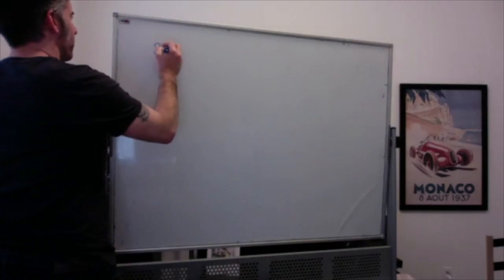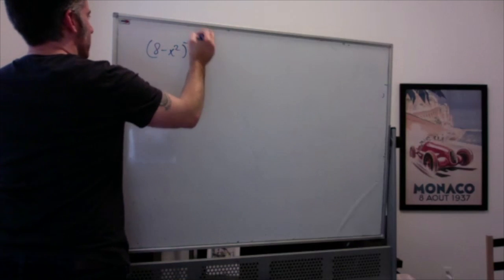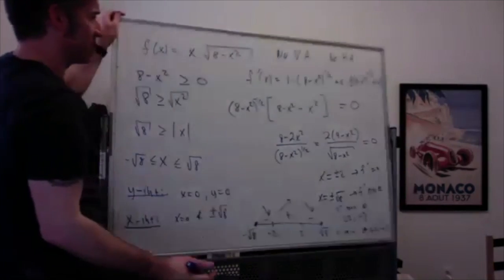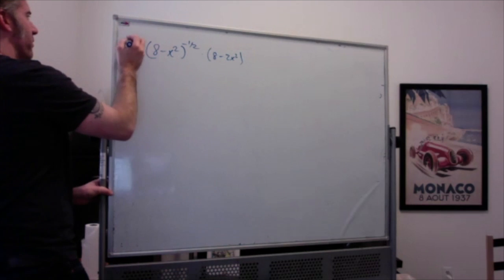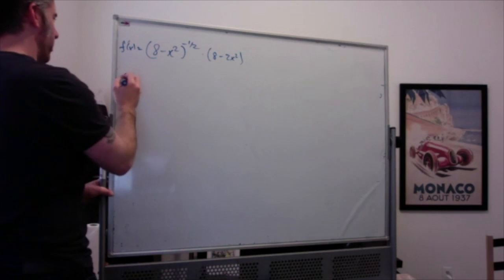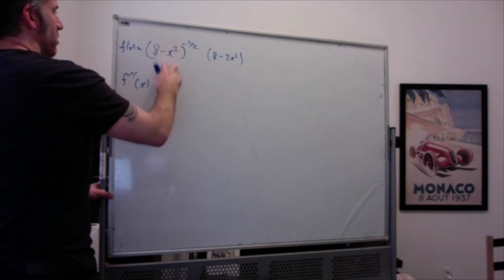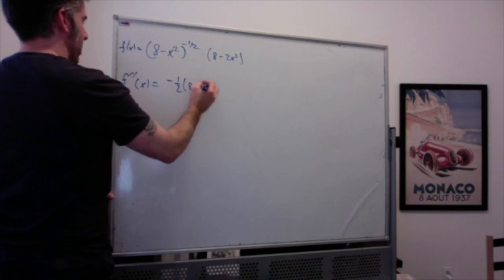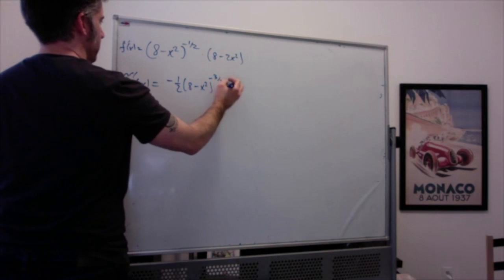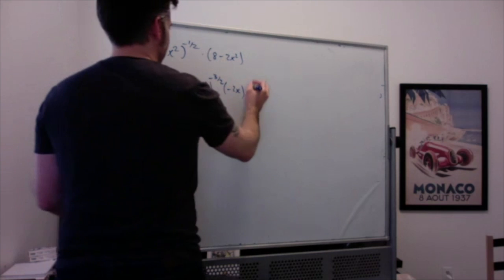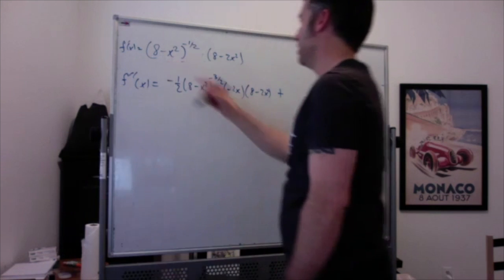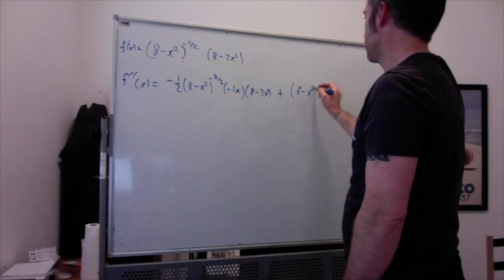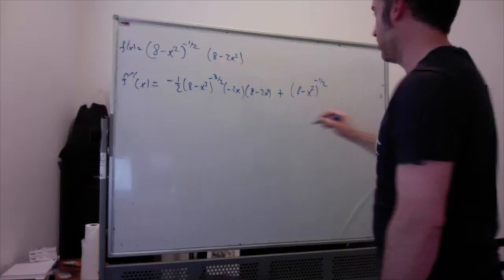So let's look at (8 minus x squared) to the negative 1/2, times (8 minus 2x squared). That's our first derivative. So let's find the second derivative. Derivative of this is negative 1/2 times (8 minus x squared) to the negative 3/2 times negative 2x times that, plus this times the derivative of that, which is negative 4x.